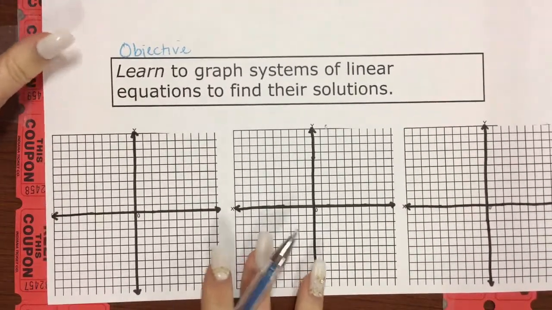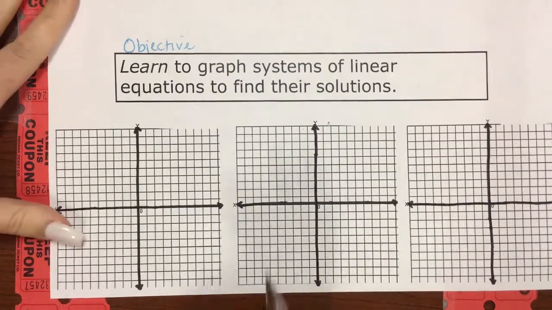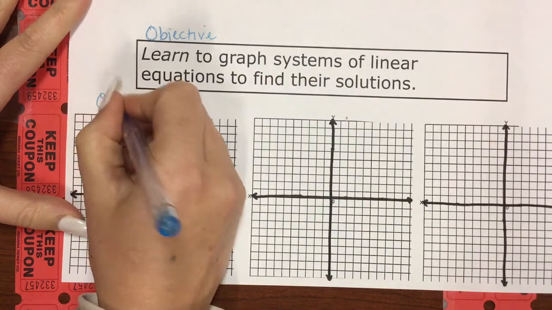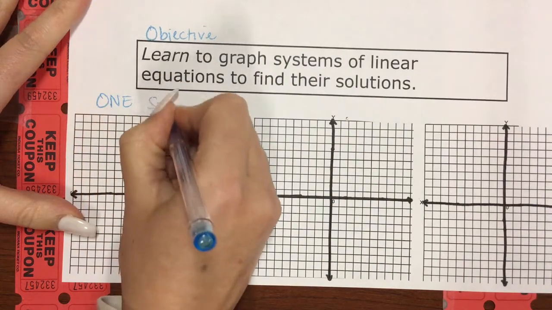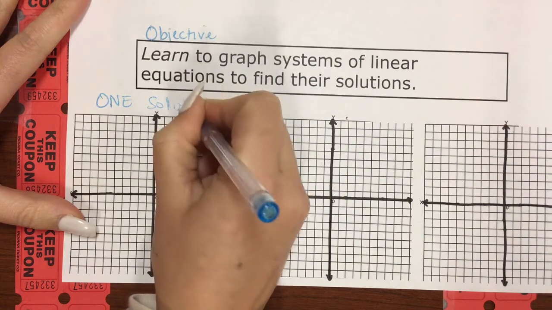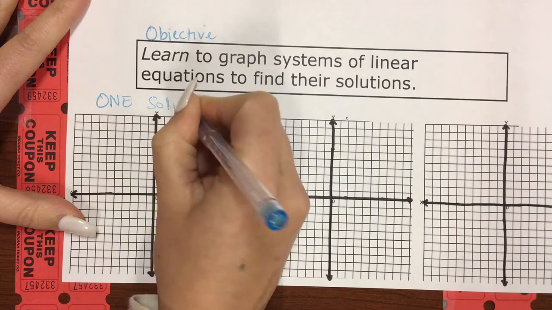Let's talk about the possibilities of what solutions could be if we were graphing. Okay, so the first one is the most obvious. That would be if we had one solution.